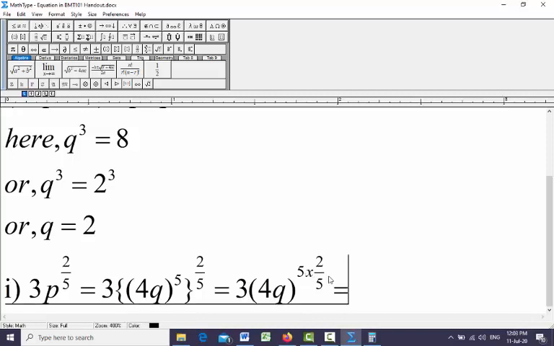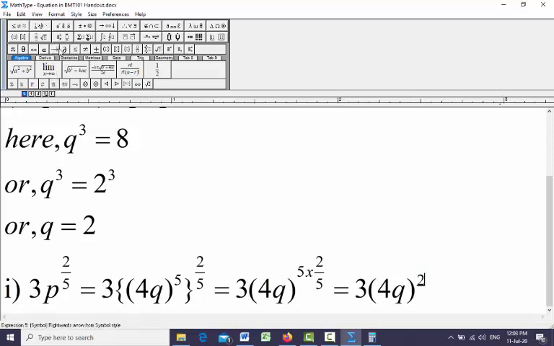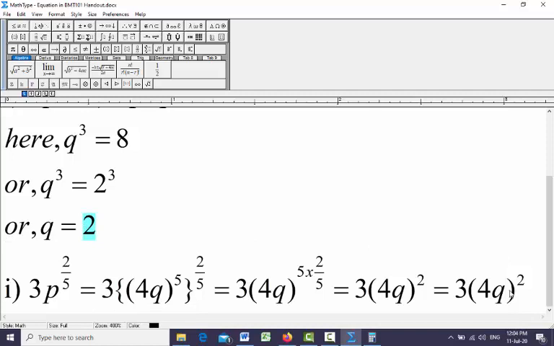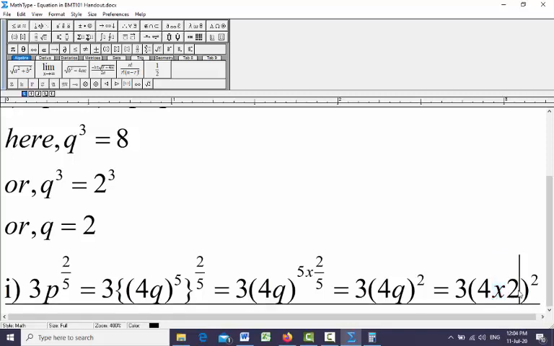All right. Now if you apply the process of cancellation, these 5 and these 5 cancel each other out. So we will have only 3 times 4q bracket square, right? Now, instead of q, the value of q is 2. Now we can replace the value of q here. The value of q is 2. Remember again, this is not an x. This is a multiplication sign, and the value of q is 2.